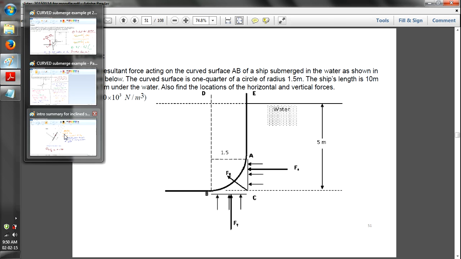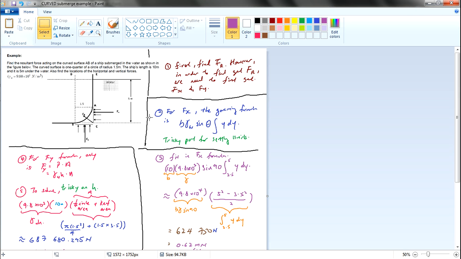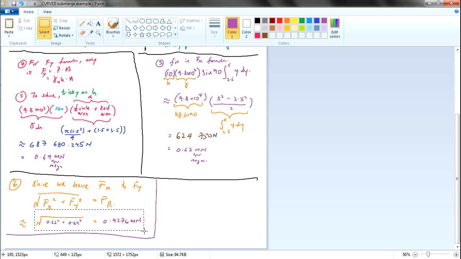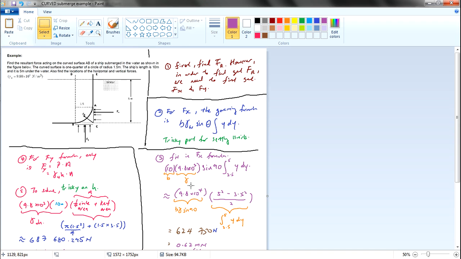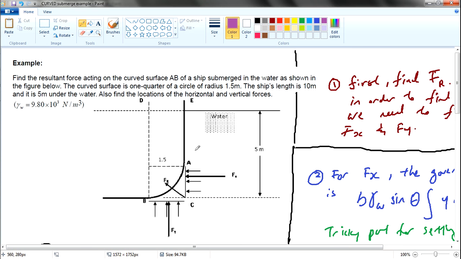So our first step is actually to find FR. But to find FR, we have to first find our FX and FY, and then you get a resultant force, which is this one, using this trigonometric formula. And then to find FX, I'm just going to talk about the intuition behind why we use this formula rather than the FY formula. So for FX, the force itself is perpendicular to the plane.